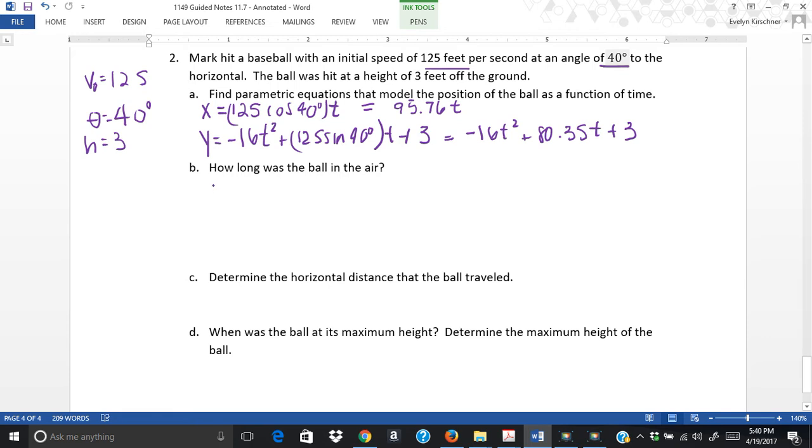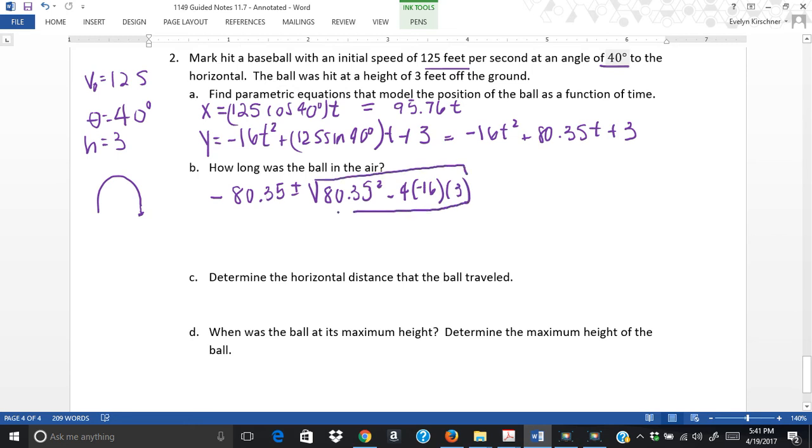So I want to know how long the ball was in the air. So again, I want to know when does it hit the ground again. So when is it 0? So I'm going to use the quadratic formula. I have negative b plus or minus the square root of b squared minus 4 times a times c, all over 2 times a.